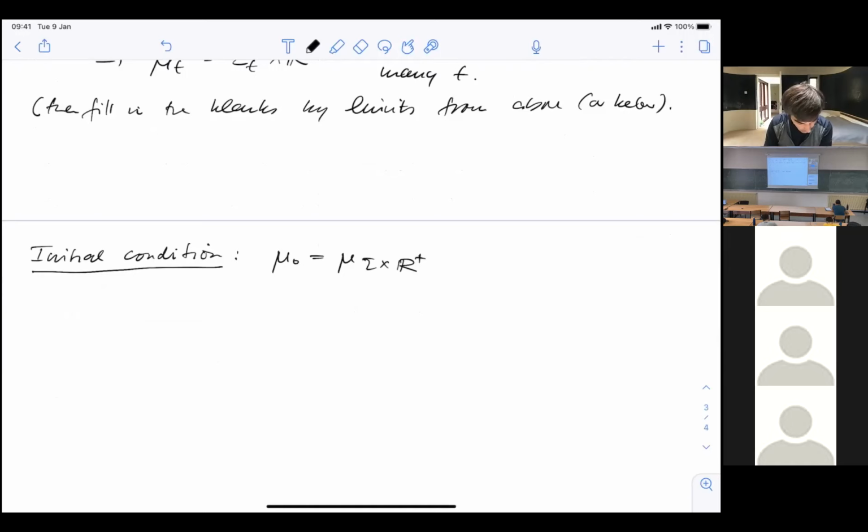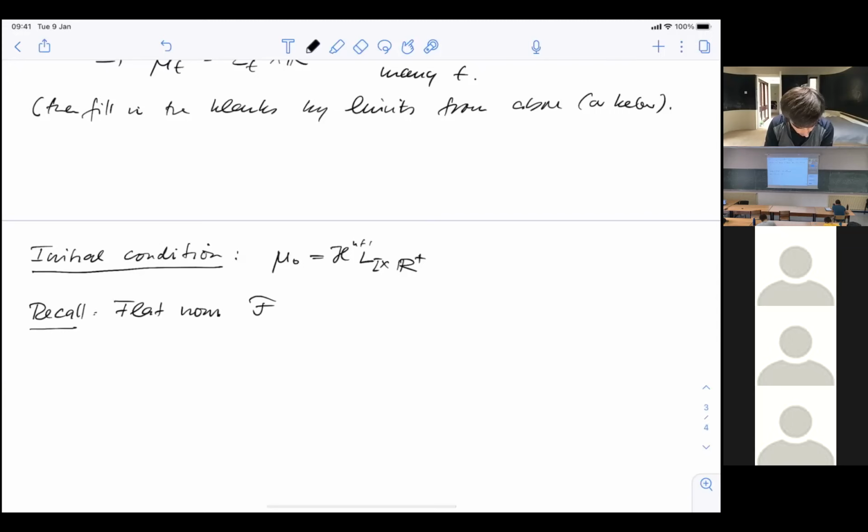If I write this differently, it's Hn plus 1 restricted to sigma cross r plus. Okay, so I have to recall something which I didn't introduce, but I hope that most of you have heard this. Yeah? The flat norm, at least I'll give a quick explanation.